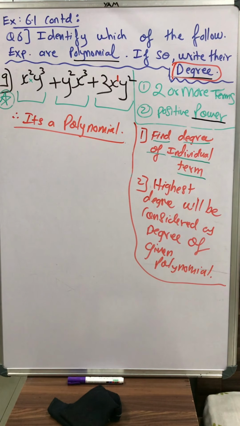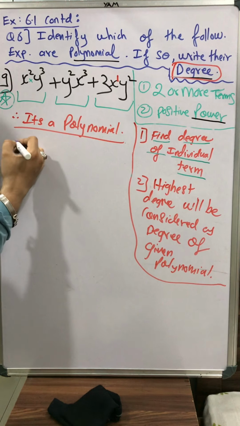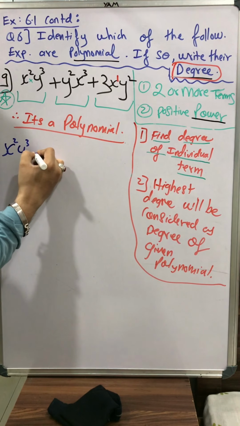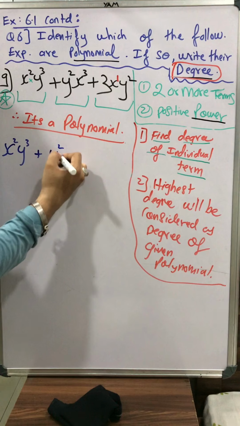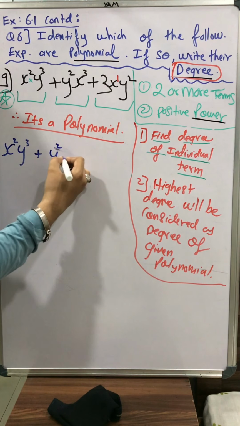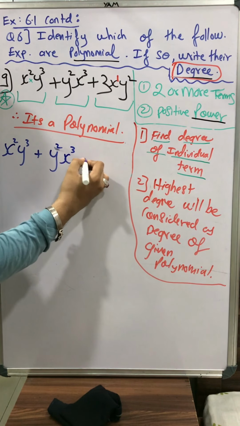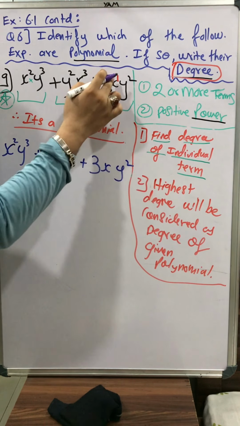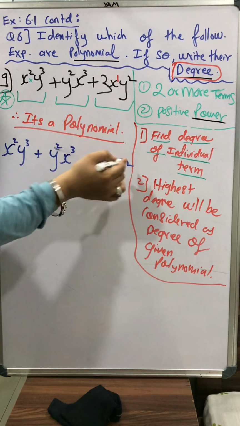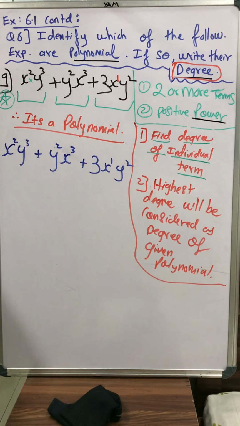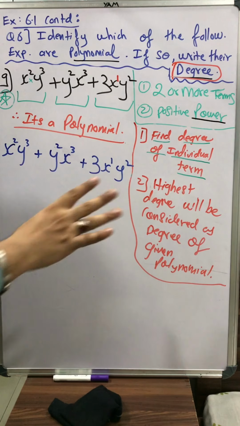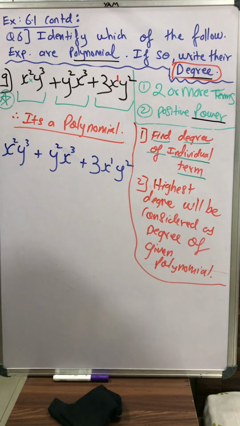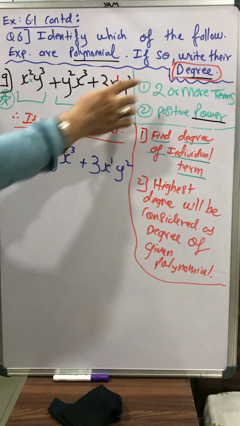Okay. Now students, let's decide about degrees. To talk about the degrees, I'll once again rewrite the given expression. The given expression is x square y cube, plus y square x cube plus 3x y square, and I wrote here 1, so the same one I'm copying here, x to the power 1 y square. Okay students, so this is our case. Now students, please pay attention, very important scenario. It's a polynomial. Now I need to decide its degree.